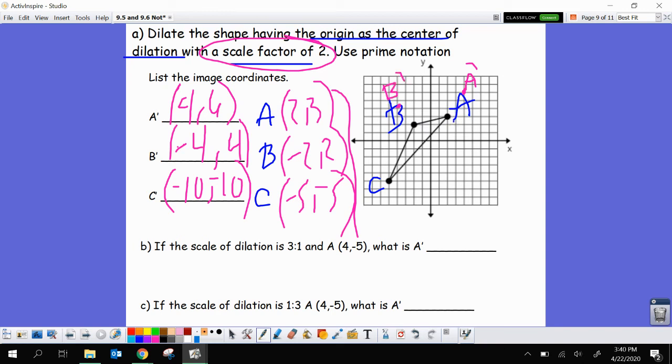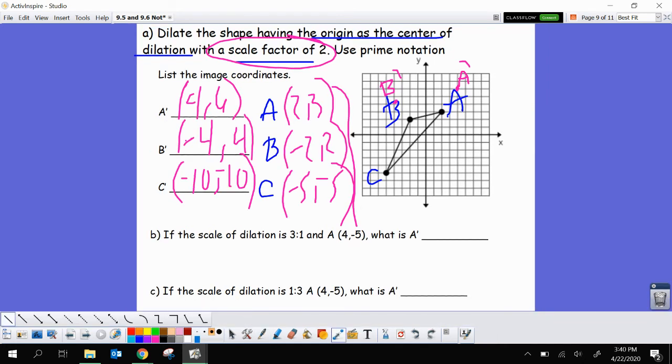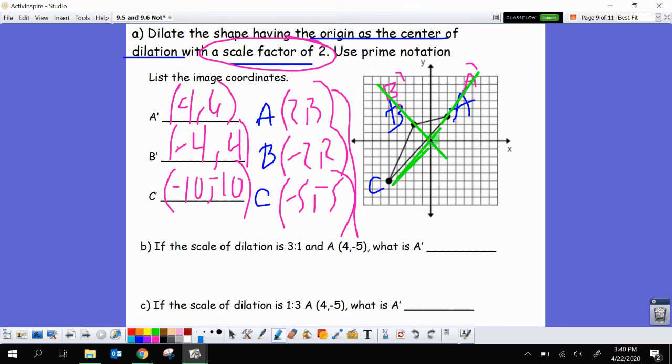So this would be B prime. Okay, I'll just do those 2 points. It doesn't matter. Okay, if I were to connect, because remember we said that these points are collinear, if I connect these two A points, okay, so I'm connecting those A points. And let's say I connect these B points also. Look at where those 2 lines cross. They cross right here, right in the center. So that's what that means. If you were to connect your image and your pre-image points, those lines are going to cross at the origin.